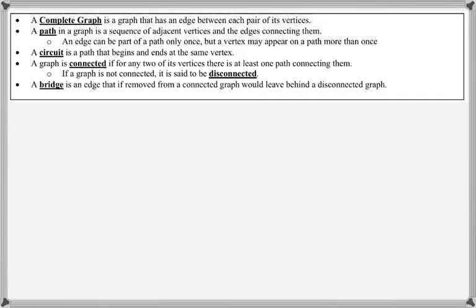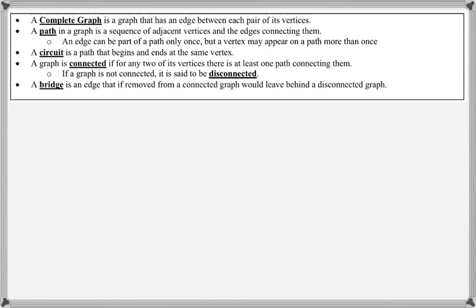A complete graph is a graph that has an edge between each pair of its vertices. A path in a graph is a sequence of adjacent vertices and the edges connecting them. An edge can be part of a path only once, but a vertex may appear on a path more than once. A circuit is a path that begins and ends at the same vertex.